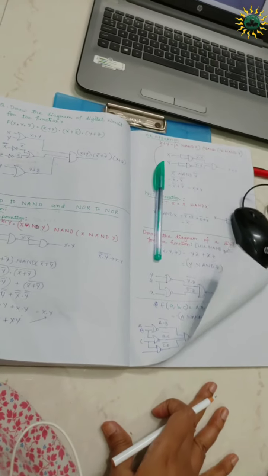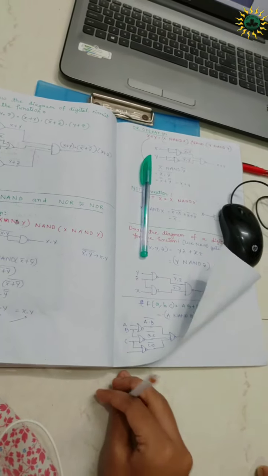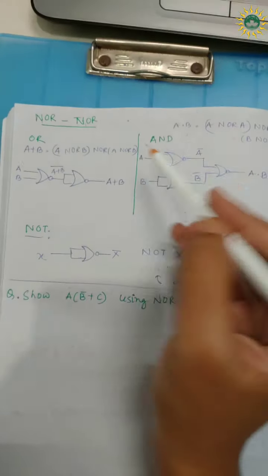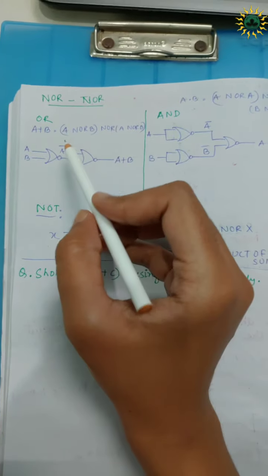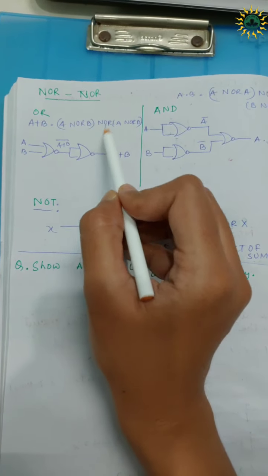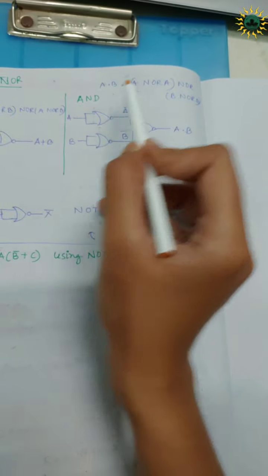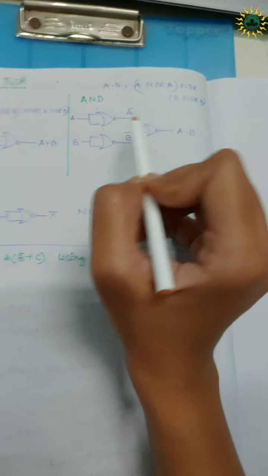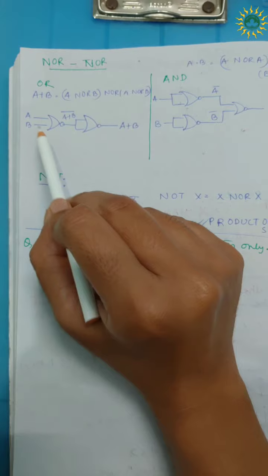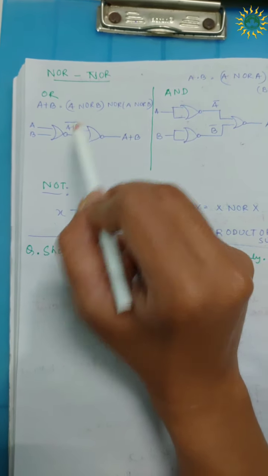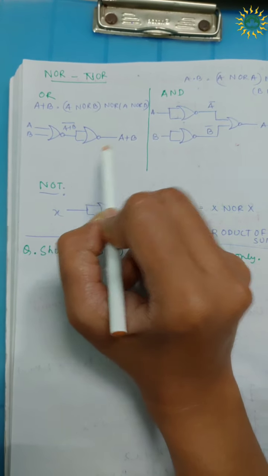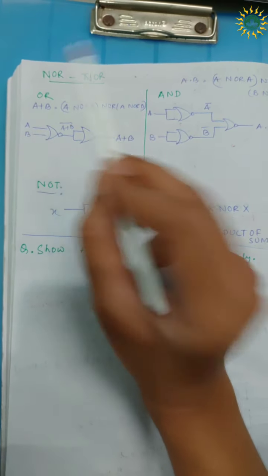It's that easy. Okay. Now we will learn the NOT to NOT operation, using NOR gates. For the NOT to NOT operation, we have OR, AND and NOT. For OR, A plus B is A NOR B, NOR A NOR B. In case of AND, A NOR A, NOR B NOR B. We are using the OR gate. We are passing A NOR B once through the NOR gate, and then again we are passing that output through another NOR gate and getting the previous output, which is A plus B.